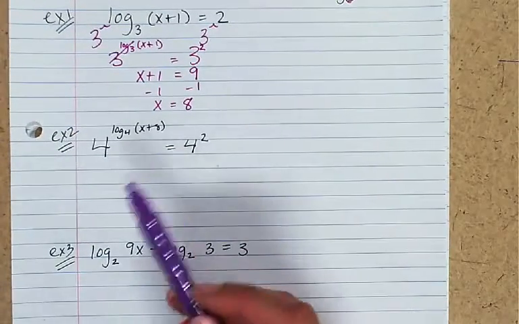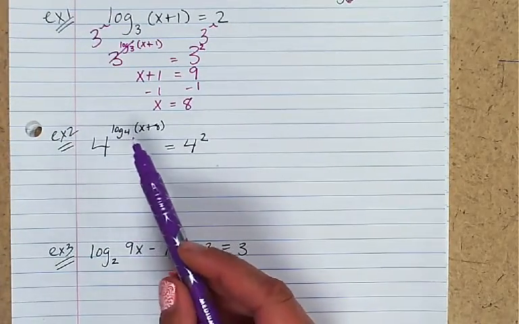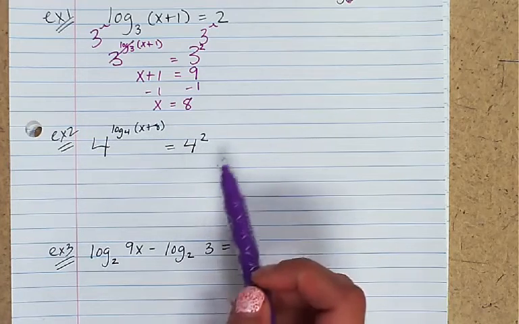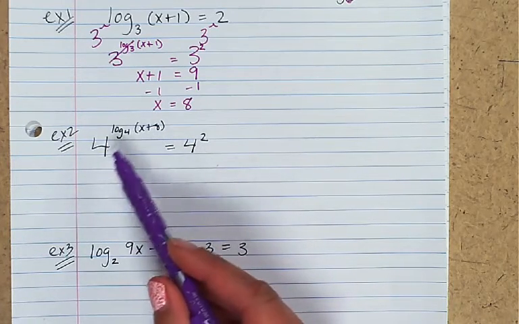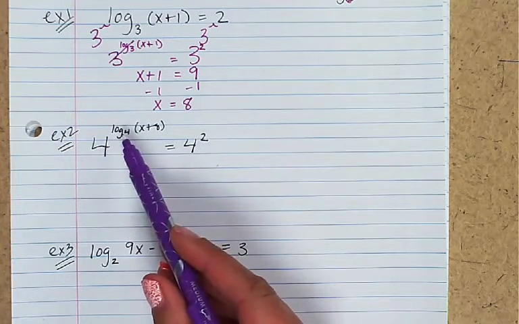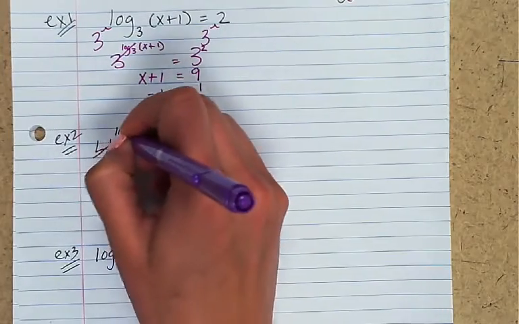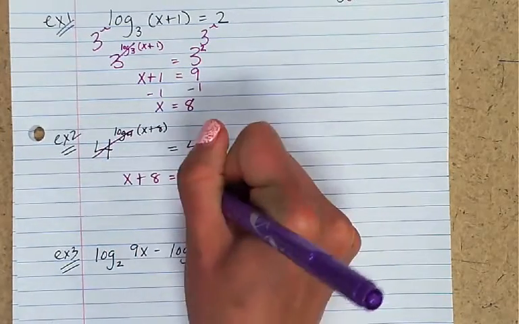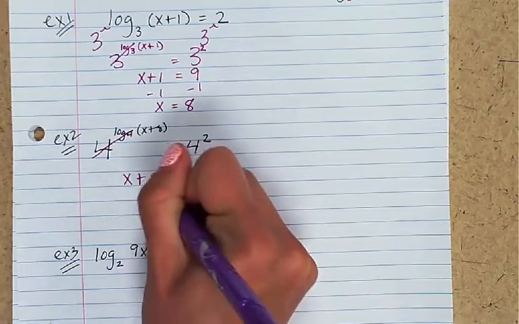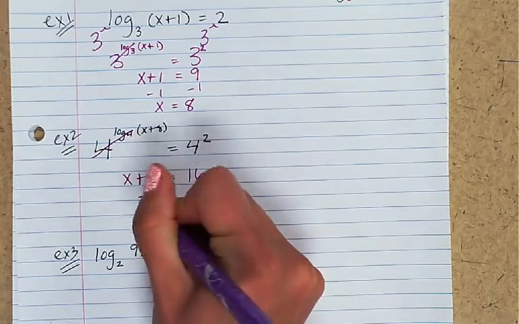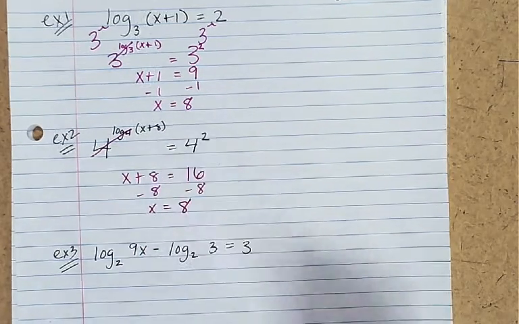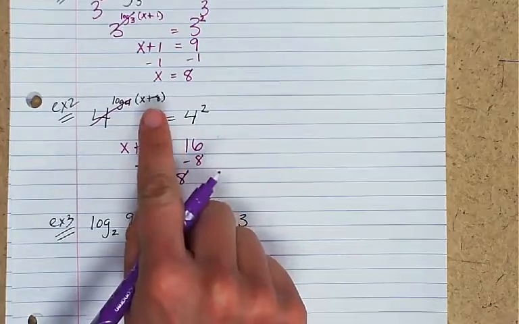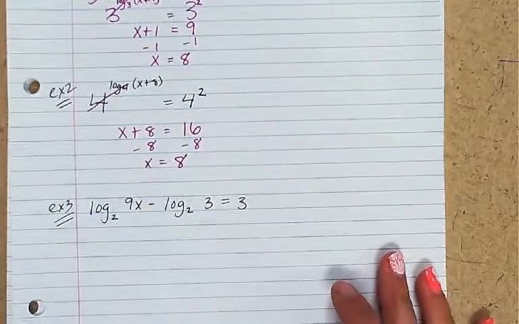On this one here, we have 4 to the power of log base 4 of x plus 8 equals 4 squared. So over here, 4 to the power of log base 4, that cancels. They're inverses of each other. So then we just have x plus 8 equals 16. Subtract 8 from both sides, x is 8. If I were to plug that back in, that's going to be a positive 16, so we're good.